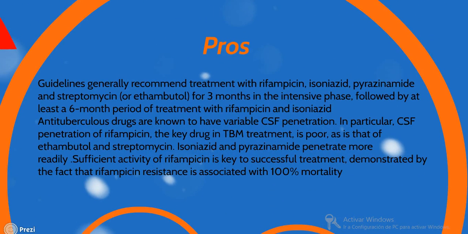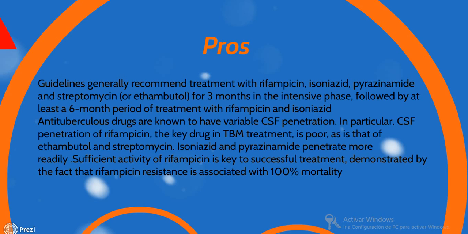Well, continue with the pros and the cons. Guidelines generally recommend treatment with rifampicin, isoniazid, pyrazinamide, and streptomycin, or ethambutol, for 3 months in the intensified phase, followed by at least a 6-month period of treatment with rifampicin and isoniazid.